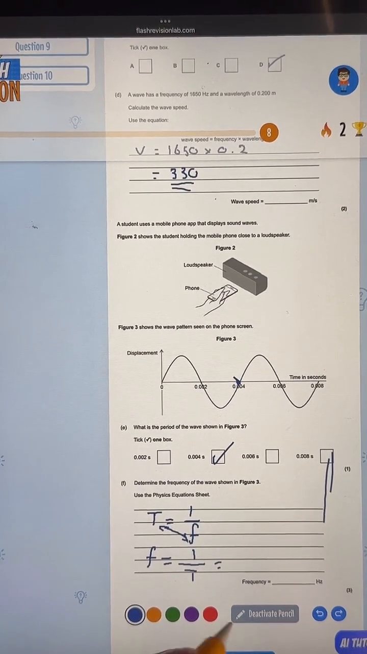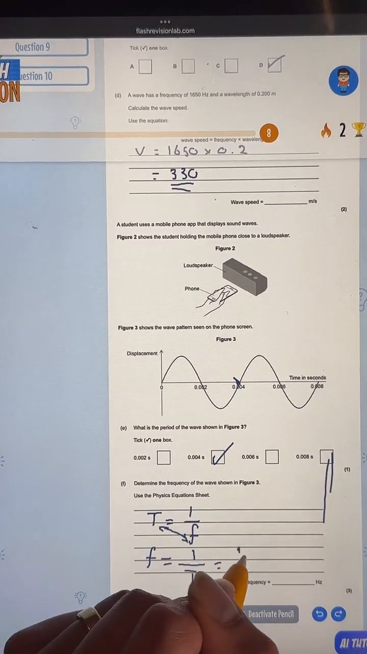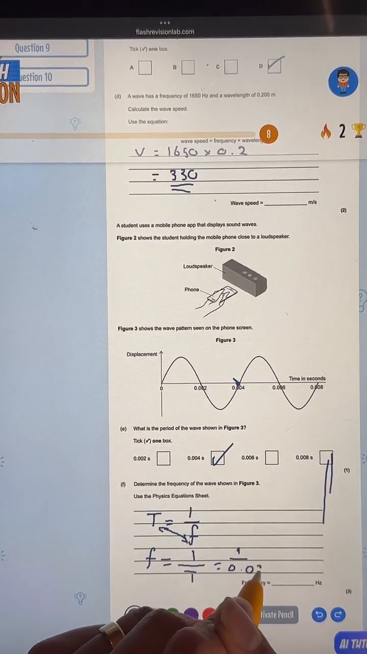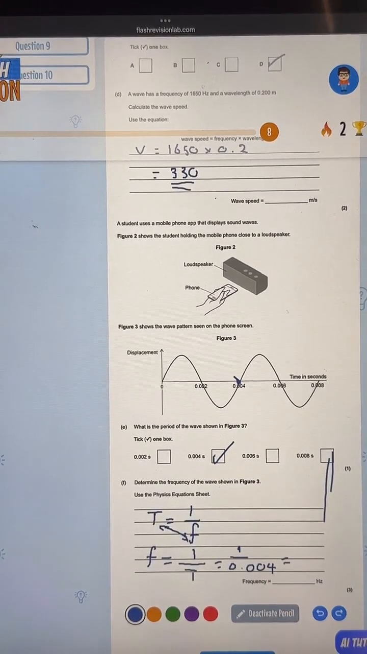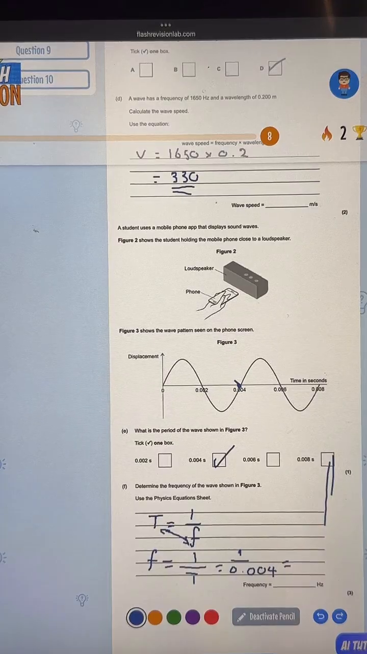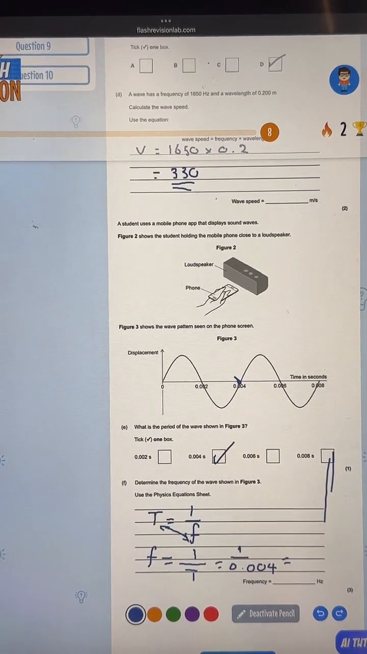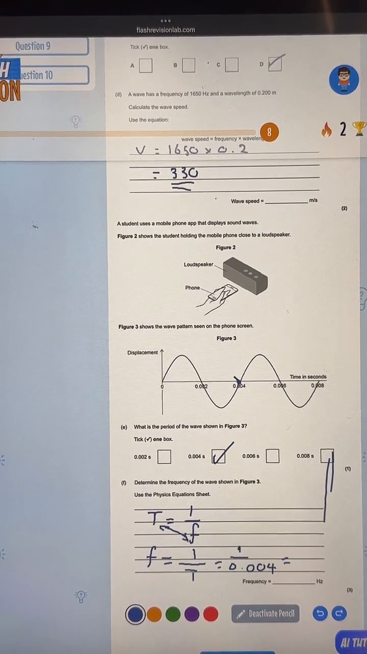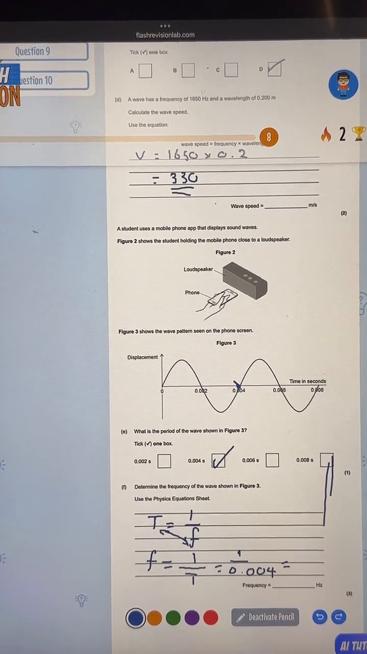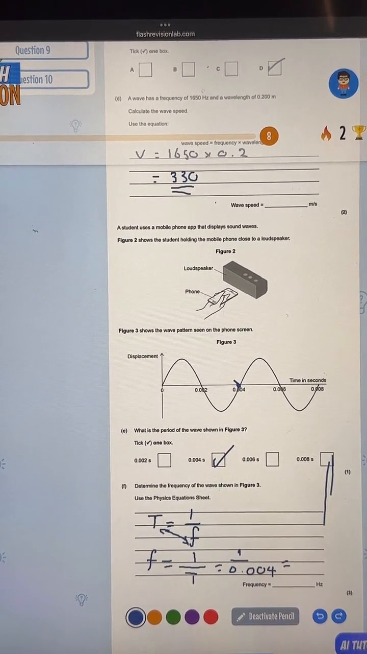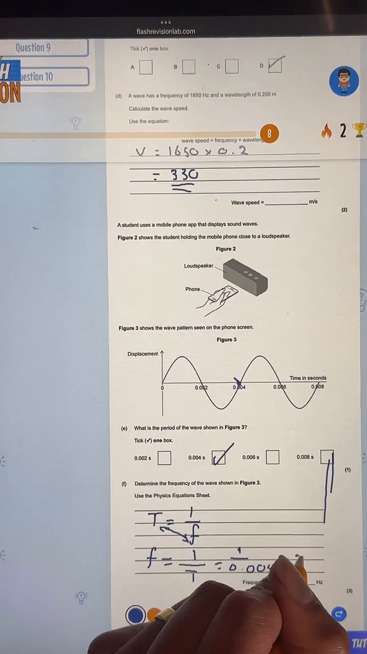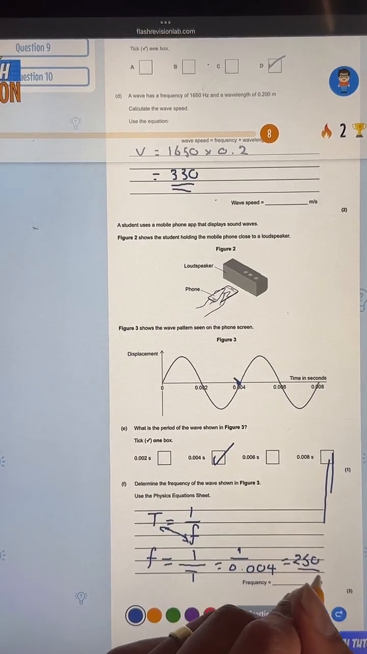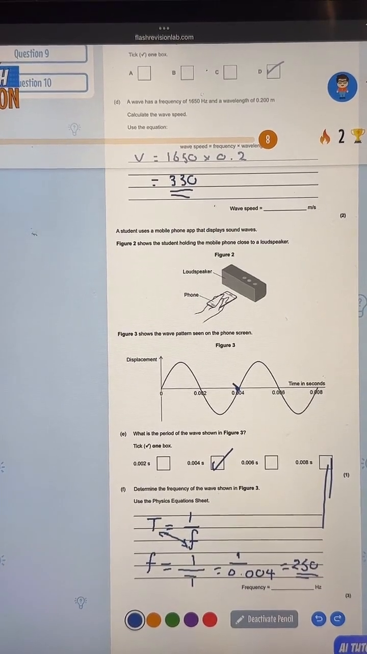So that means it would be 1 divided by 0.004. What would that be equal to? Can anyone tell me? Afghan, yes, this is paper 2. Correct. 250, correct. So the answer is 250 hertz. Thank you for that. Good. Okay.